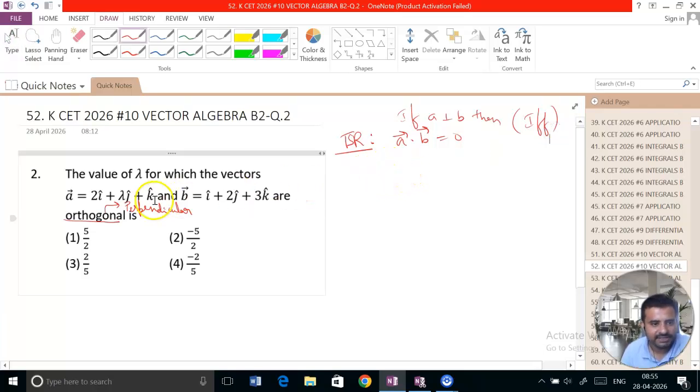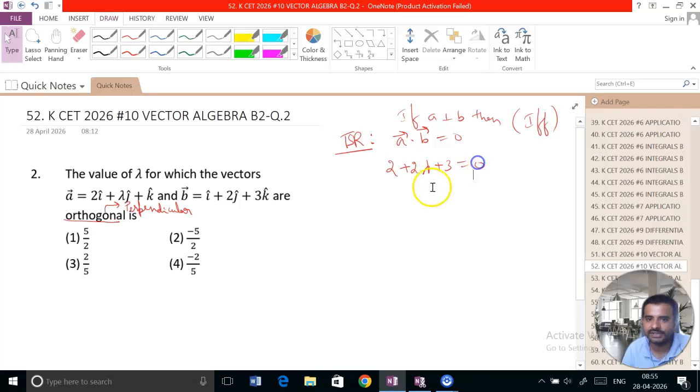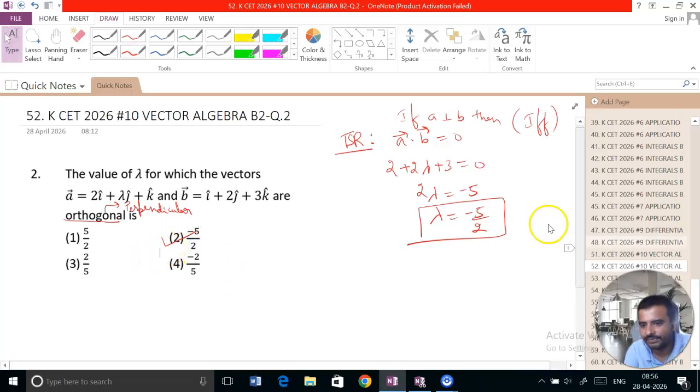So here, if you consider A dot B is equal to 0, i with i gives 2, j with j gives 2 lambda, k with k gives 3, is equal to 0. 2 lambda is equal to minus 5. Therefore, lambda is equal to minus 5 by 2. That will be the final answer. Option 2 is the right answer. That's all. Very easy one.